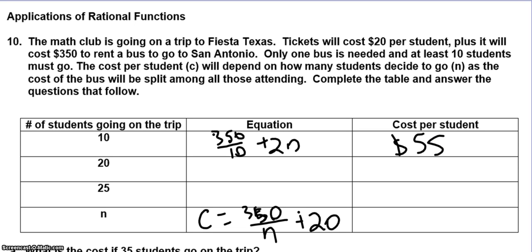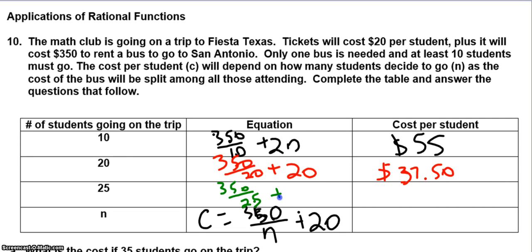Alright, next one, if 20 students go, I have 350 divided by 20 plus another $20. When you type that into your handy dandy calculator, you get $37.50. Alright, next one. Say 25 students go. I have 350 divided by 25 plus 20, and you end up getting $34. Okay, if you have any questions on how I filled in this table, be sure to stop this video and rewatch it.